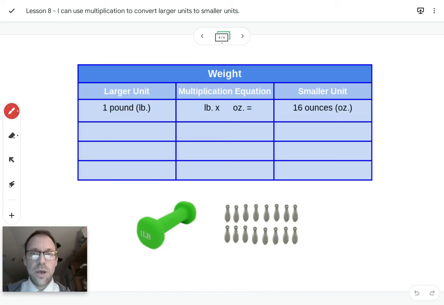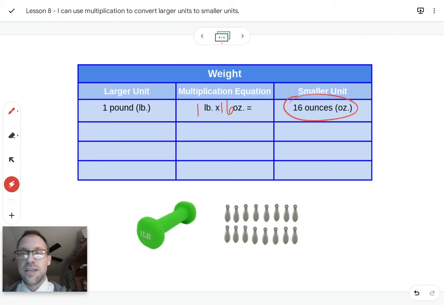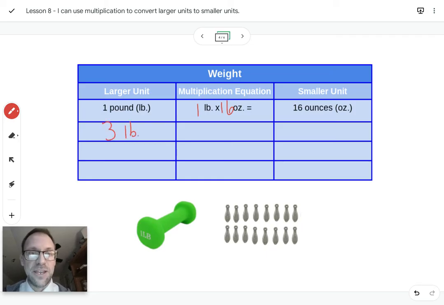Right? So what if we did 1 pound times 16 ounces? Well, we know that 1 times 16 is 16, and there you go, 16 ounces. But what if we had 3 dumbbells? What if we had 3 pounds? And isn't that funny that the abbreviation for pound is LB?